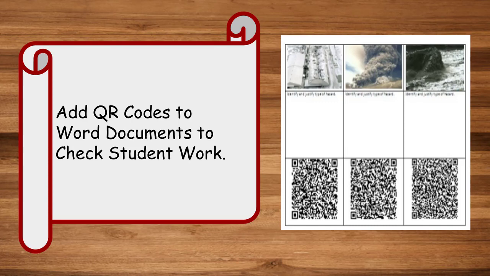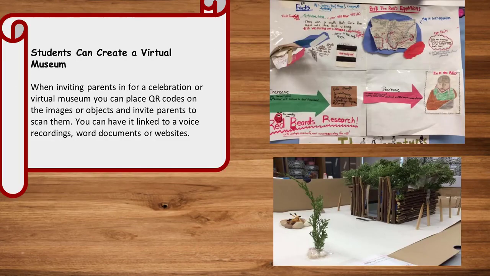Sometimes your learners may not want to read a book because they don't know what it's all about, but the QR code gives more detailed information, like a summary about the book that will make them want to read the book. This is another thing that learners can do with QR codes. Create a virtual museum. Inviting parents in for a celebration or virtual museum, you can place QR codes on the images or objects and invite parents to scan them. You can have it linked to a voice recording, Word document or website. So you can see the picture on the right. That is a mini museum created by pupils in Basic 5.